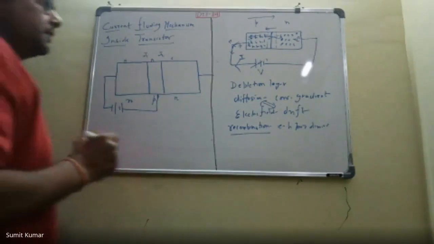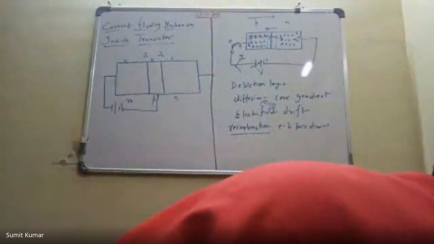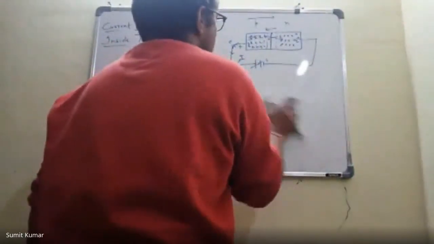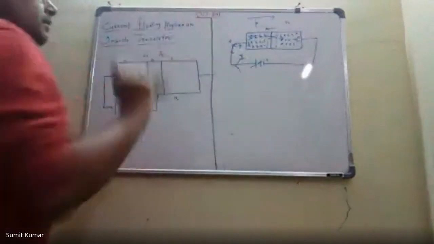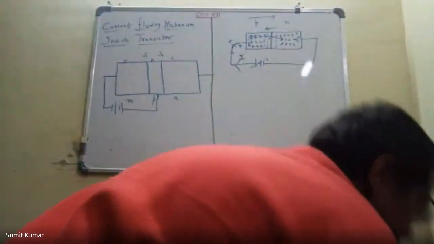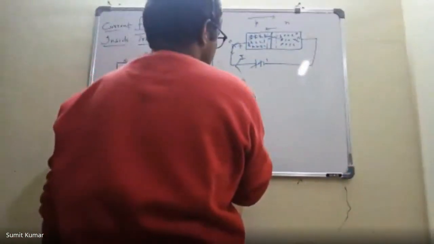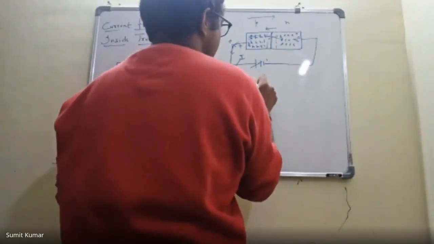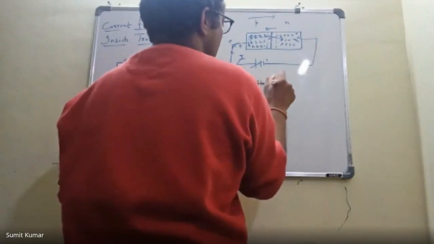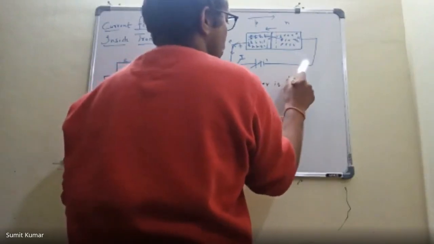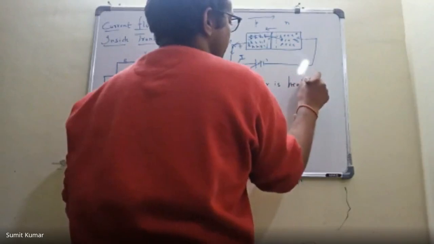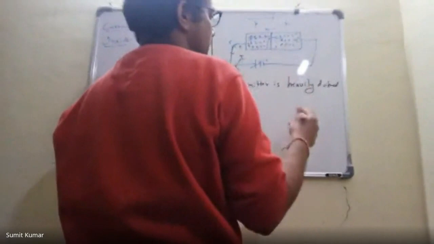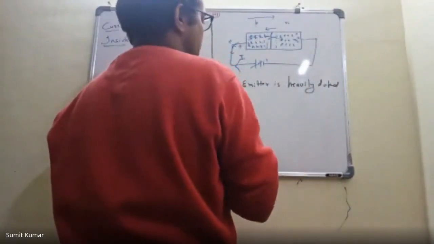The first thing is this. Let me clear this. So this PN junction is just like this one, but there are a few extra things. And what are those extra things? Number one, emitter is heavily doped. This we know. And why this is, we will understand it here.